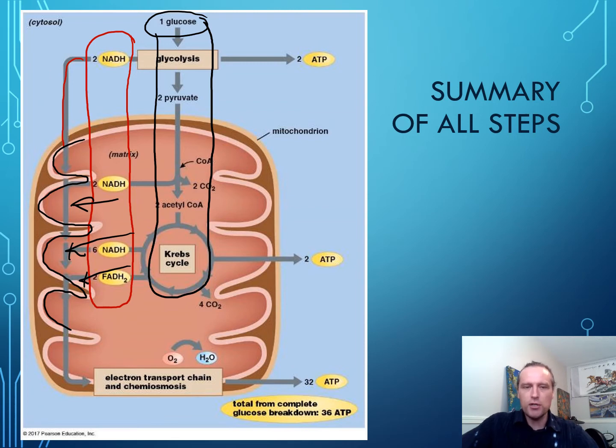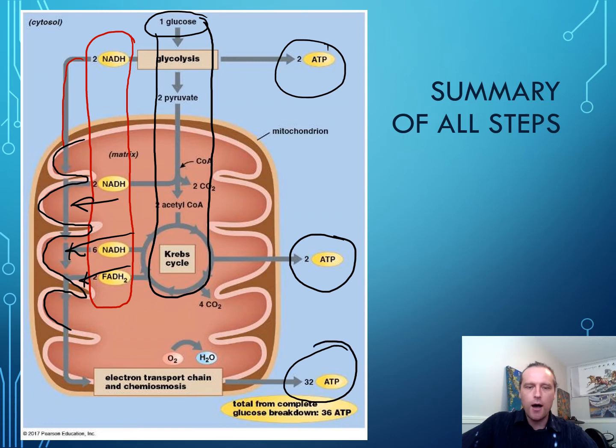Throughout the usage of glucose and all those other things, pyruvate, acetyl-CoA, we get a small amount of ATP in glycolysis, another small amount of ATP in the Krebs cycle, and then a lot of ATP from the electron transport chain and chemiosmosis, 32, or a lot. So, big smiley face here, okay? Big smiley face. Lots of ATP is produced there.